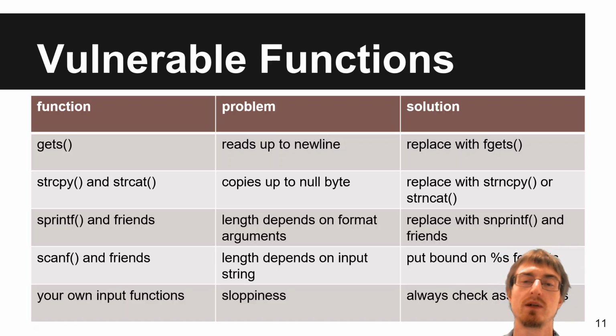Then we have sprintf and friends. So there's a bunch of functions that format strings. Now these functions have an output length that depends on the format arguments. So if there's a %s format, for example, it's replaced by a string that's specified as an argument. Now if we assume that this string comes from a potential attacker, then they can specify a string that's as long as they want, which makes the final string also as long as they want, which overrides data.